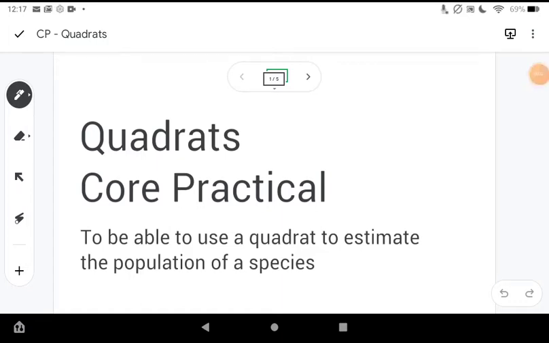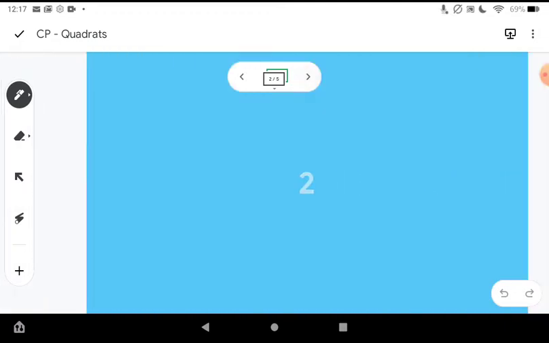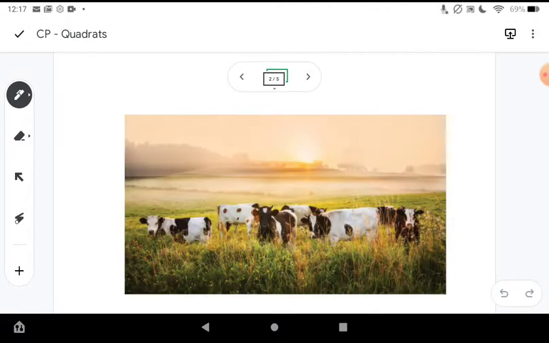Here we're just going to have a look through some of the theory behind quadrats and the core practical that goes with it at GCSE. So quadrats are a way that we use to estimate a population, normally of very small organisms or things like plants that don't move. Now, to put that into perspective, if I have a field of cows, it's quite straightforward. All I do is I count the number of cows in the field.